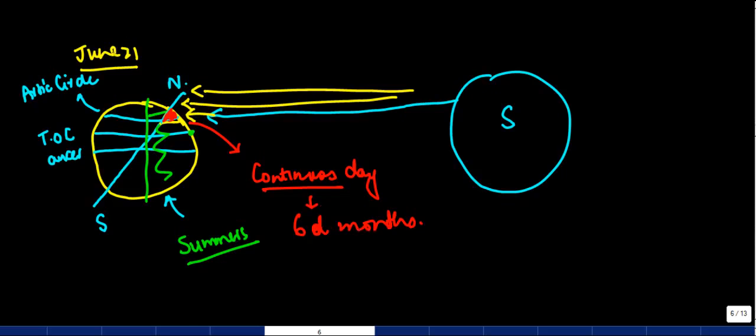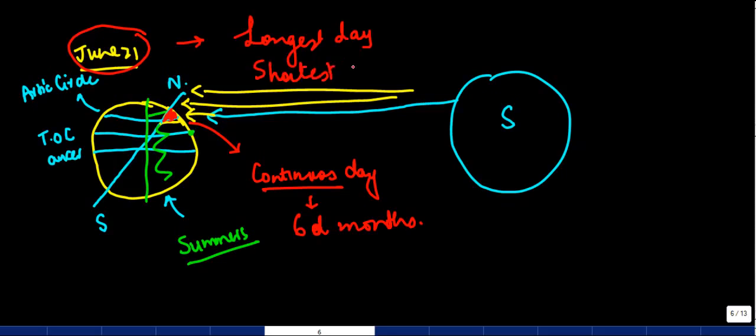On June the 21st, what happens is that this is basically the longest day. And if it's the longest day, what does follow? The shortest night. And this position of Earth is known as the summer solstice.